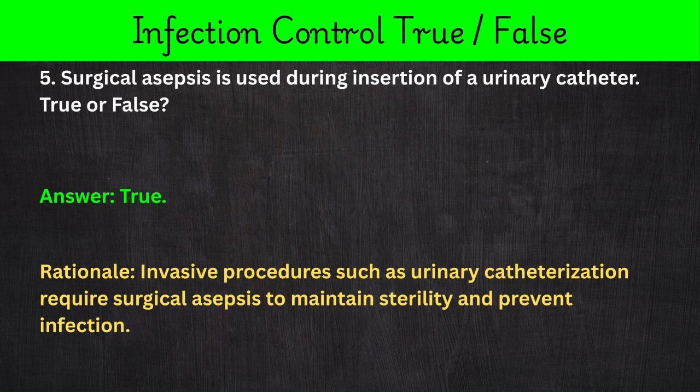5. Surgical asepsis is used during insertion of a urinary catheter. True or false? Answer: true. Rationale: invasive procedures, such as urinary catheterization, require surgical asepsis to maintain sterility and prevent infection.